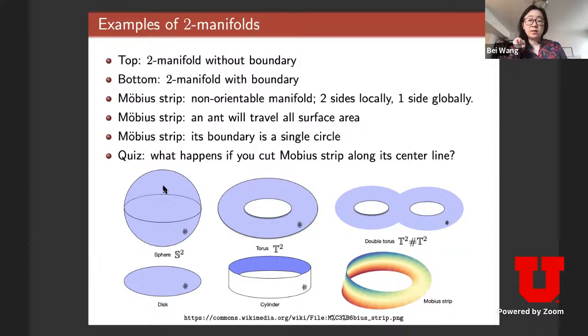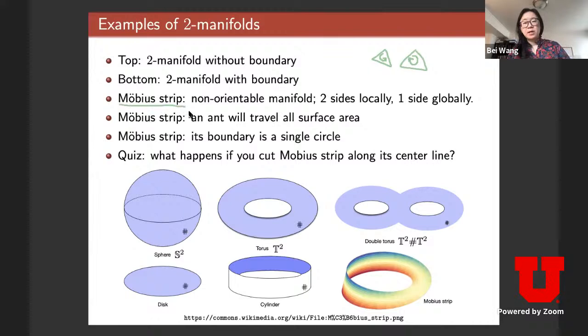What is orientation? If this is a triangle, this is one way to orient it, and this is another way to orient it. Those are opposite ways to orient my triangle. If you can orient all the triangles triangulating my manifold in a consistent way, this is an orientable manifold. Otherwise, it's not. What's interesting about the Mobius strip is that it's a non-orientable manifold.